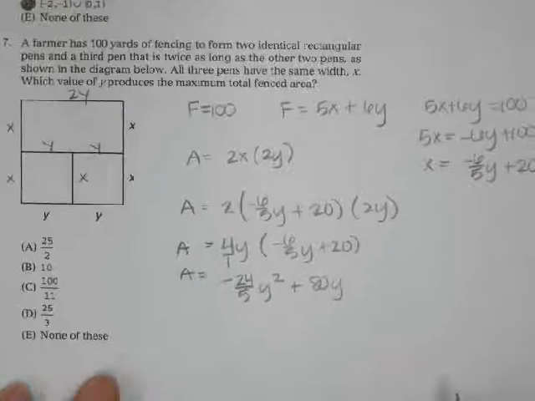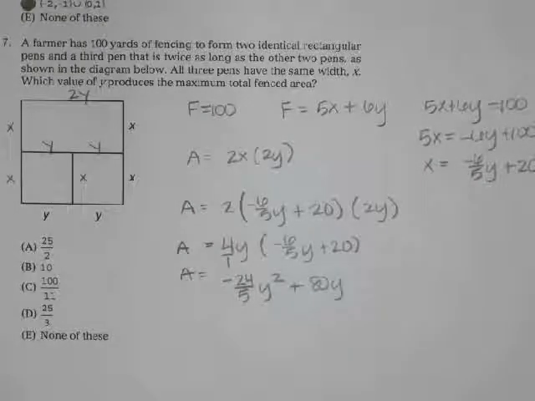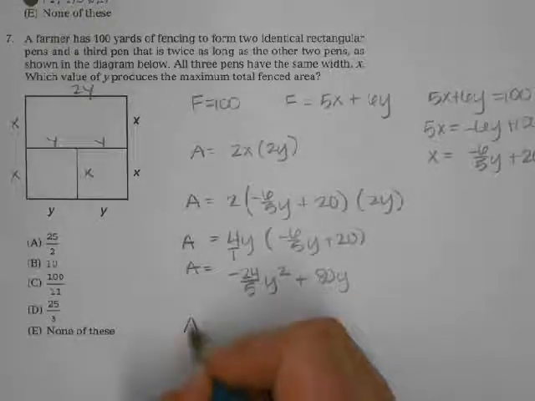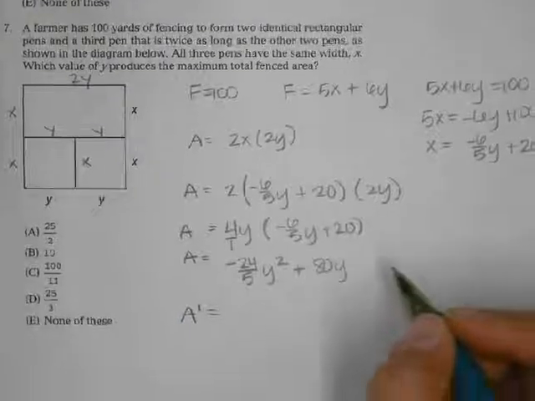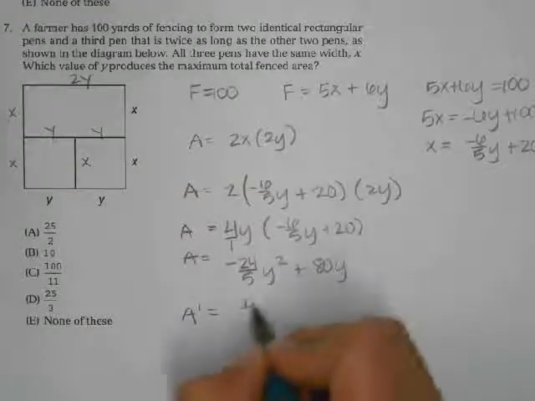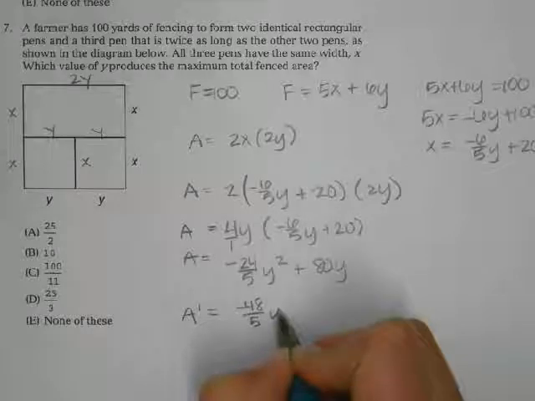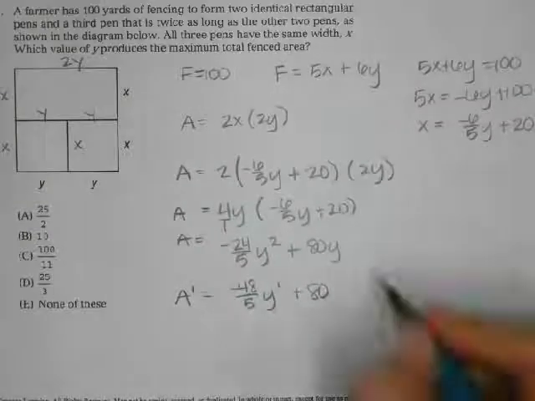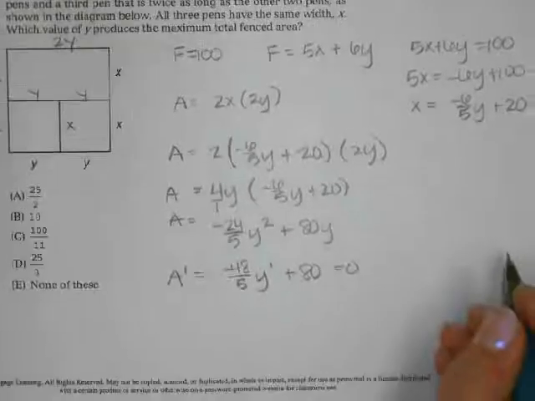Now to maximize or minimize, we have to think about taking the derivative and finding that high point or that low point. So that's where we take the derivative, set it equal to 0, do our number line. So number line if we need to, in these problems we usually didn't. So my derivative is negative 48 over 5 y to the 1 plus 80. And so I'm setting that equal to 0.